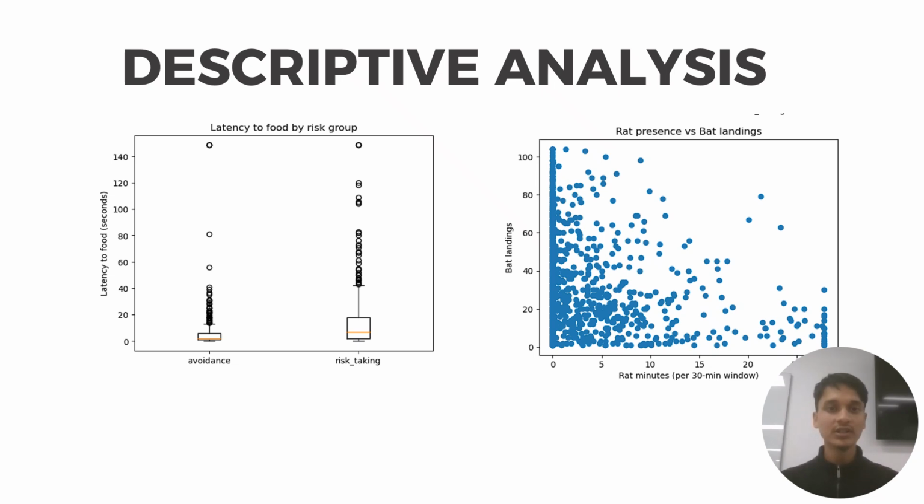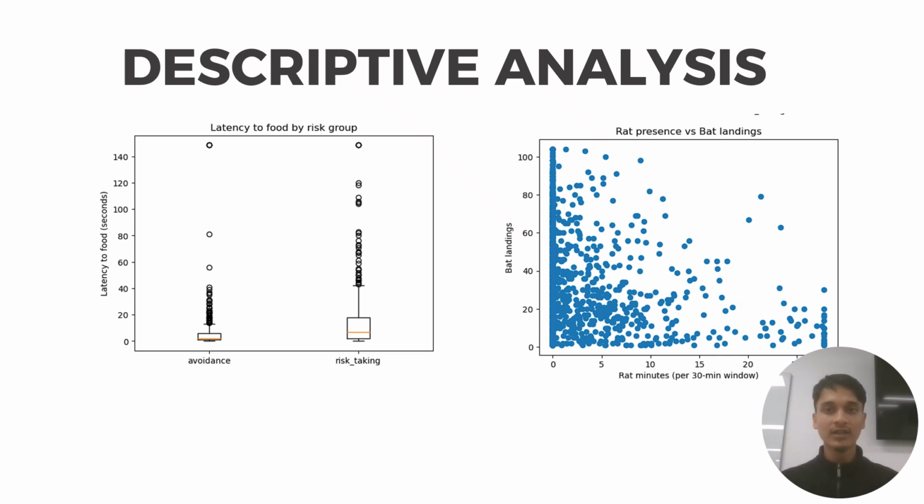The key point here is the presence of rats didn't really change when the bats landed, as we saw in the histograms earlier, but it did affect how long they waited before feeding. This means that avoidance bats were more cautious, taking extra time before going to food. This supports the idea that rats were being treated as potential predators by bats.